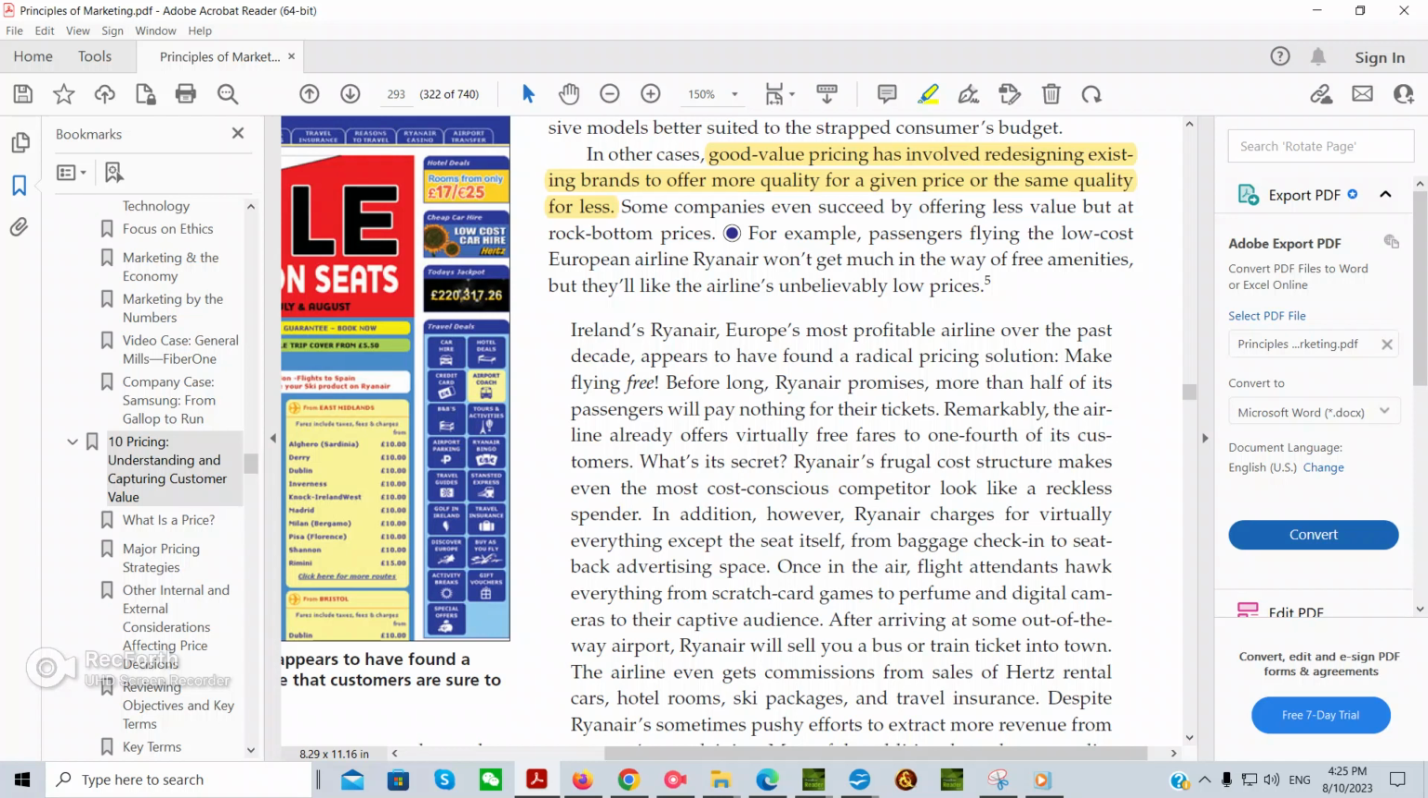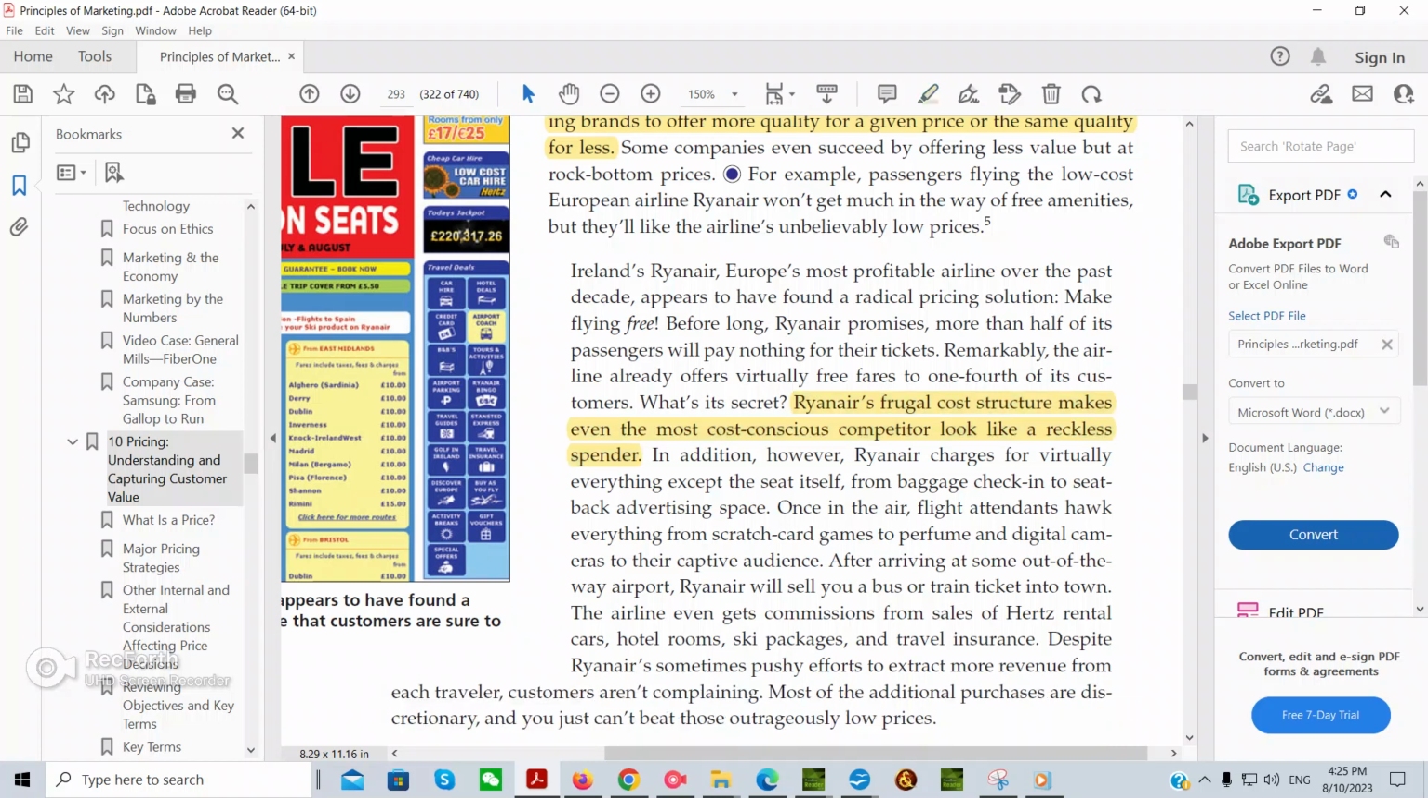Okay, here we go. That's an interesting one. Before long, Ryanair promises more than half of its passengers will pay nothing for their tickets. Remarkably, the airline already offers virtually free fares to one-fourth of its customers. What's the secret? Ryanair's frugal cost structure makes even the most cost-conscious competitor look like a reckless spender. Okay, that's something pretty clever.